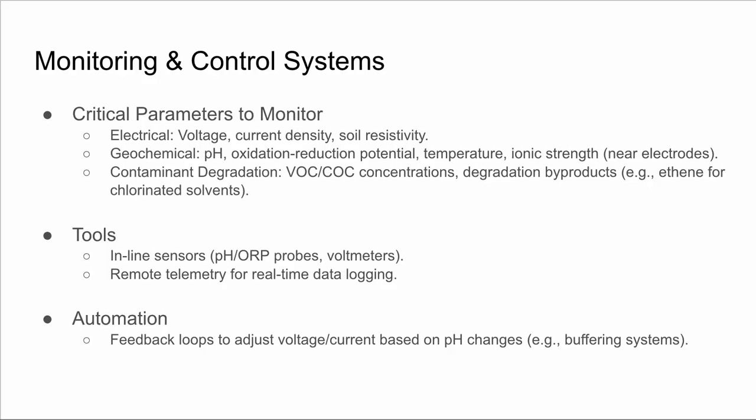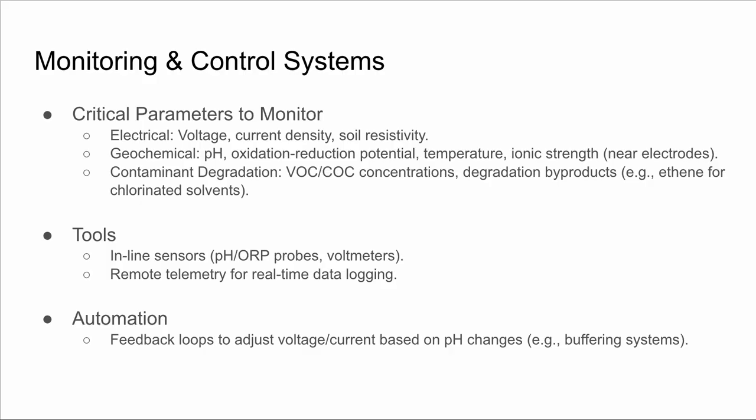Monitoring ensures that everything runs smoothly. We track voltage and current to confirm that the electric field is active. We track the pH and oxidation reduction potential near the electrodes to alert us to acid buildup around the anode or the cathode, and to notice any imbalance that can stall our process. We also test groundwater for contaminants and byproducts.